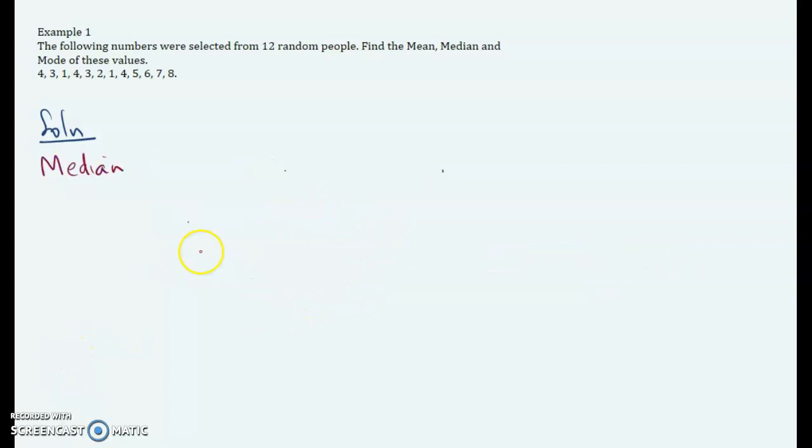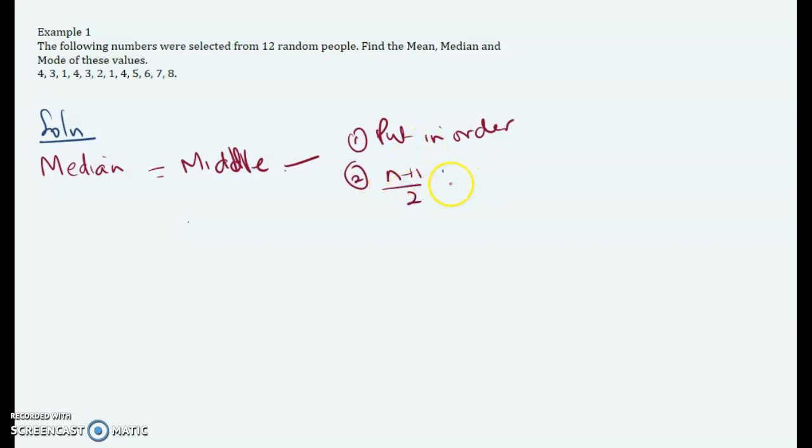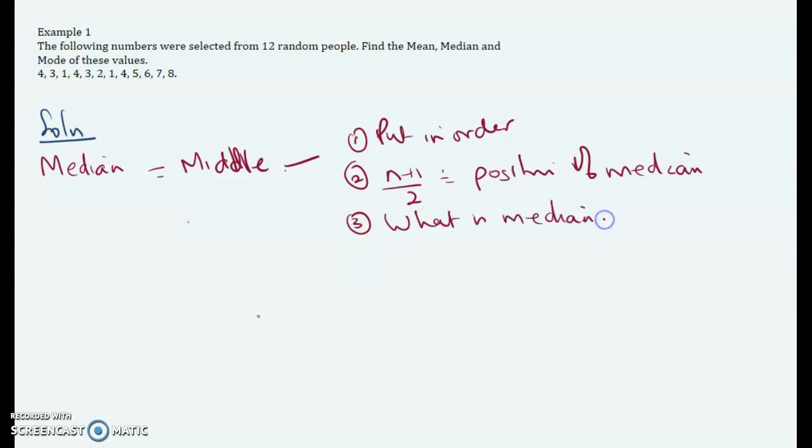Now I want to go to median. So median really means middle value. Now, for me to find the middle value, the first thing I need to do is put it in order. So the first thing is put in order. And the second thing is to use this formula, n plus 1 on 2, and that will give me the position of the median. And then I work out what is the median, right? Now, if this is a little confusing, that's okay. I plan to explain with my example.